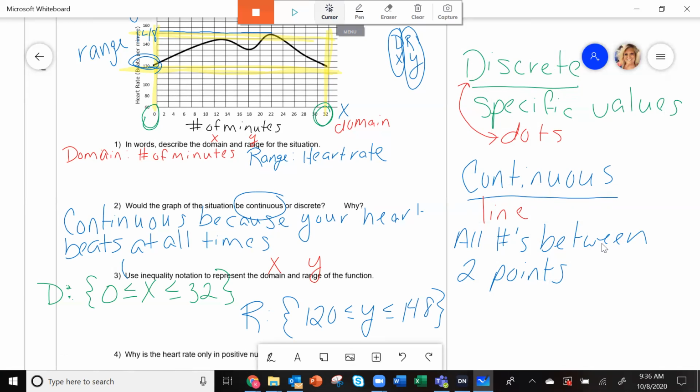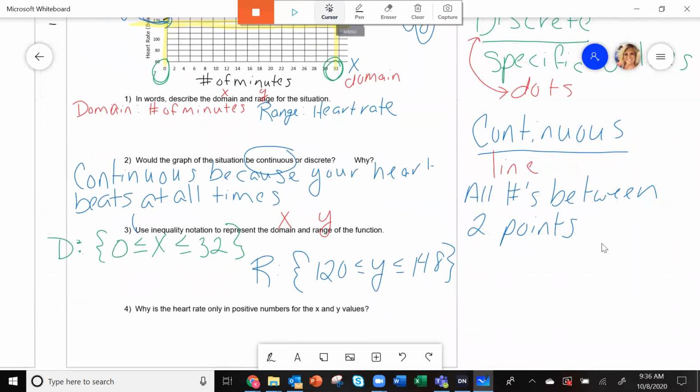The very last thing it asks you is, why is your heart rate only positive numbers? Why do you only have positive numbers for your x and your y values? Well, your x values is talking about number of minutes. Can we talk about, is there anything like -2 minutes, -10 minutes? No. What about heartbeats? If you have -2 heartbeats, that's not even possible, because if you're not alive, you have 0 heartbeats. You can't go into the negatives.